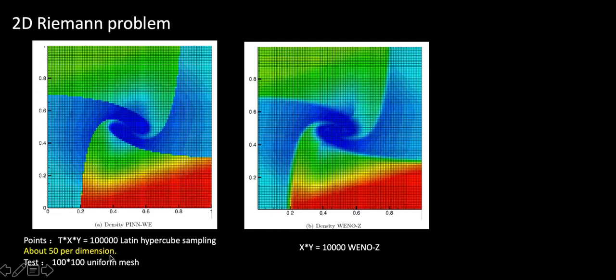Then we compare results of velocity and pressure. We get similar conclusions: the discontinuity of velocity is sharper, as we can see.